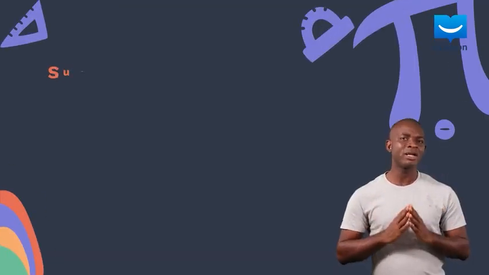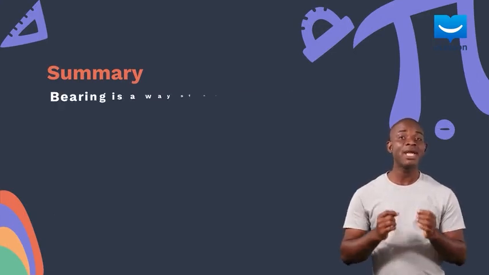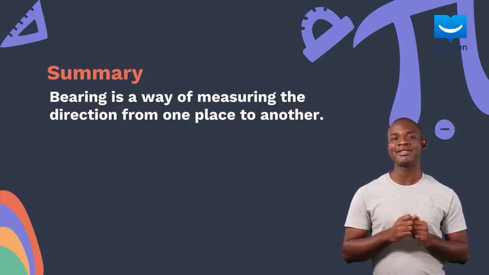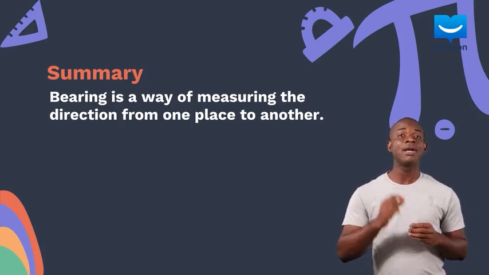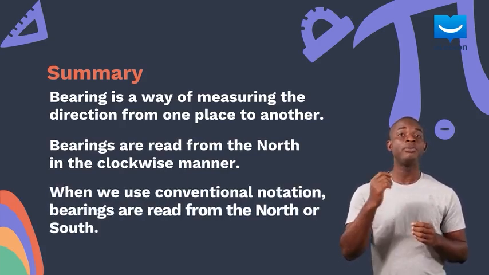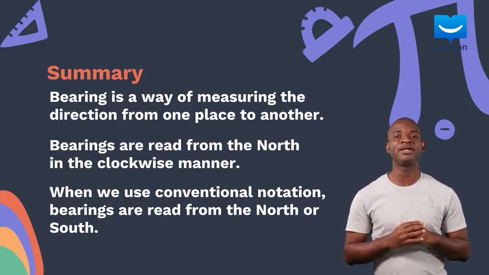Why don't we have a quick recap of what we have learned in this lesson? We have learned that bearing is one of the ways we measure the direction between points. We have also learned that bearing is read from the north in a clockwise manner or from the north or south in the case of the conventional notation of bearing.